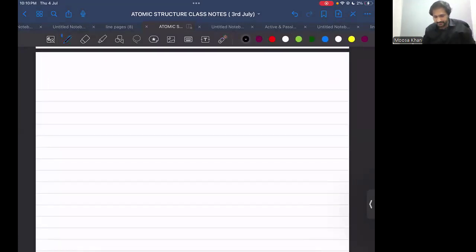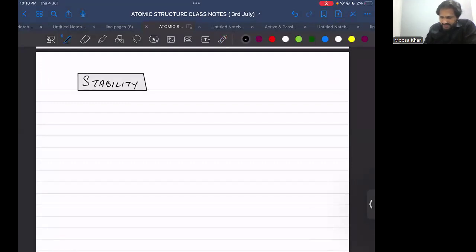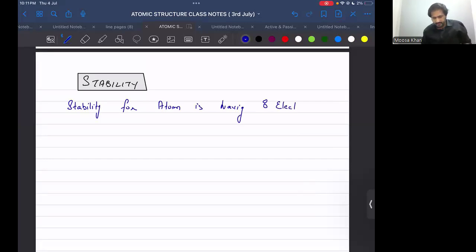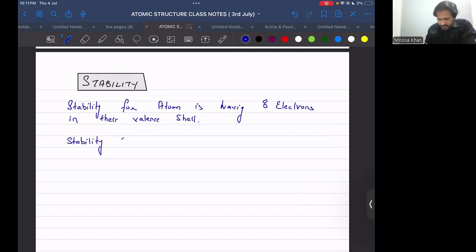Right now, we have to discuss stability. Stability for atoms is having 8 electrons in their valence shell. Right? Or stability for an atom is also having two electrons in their valence shell.